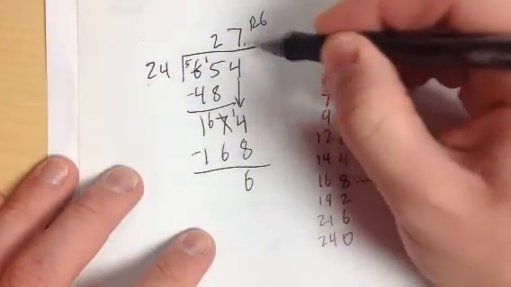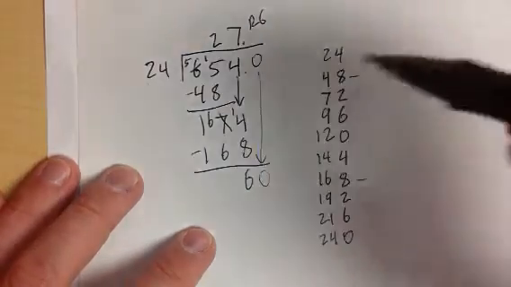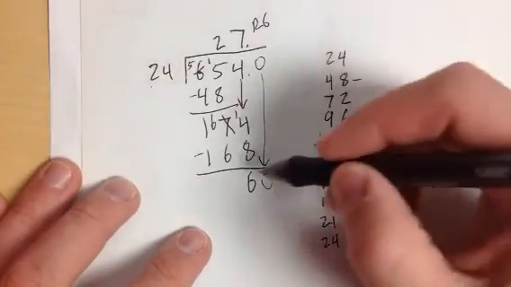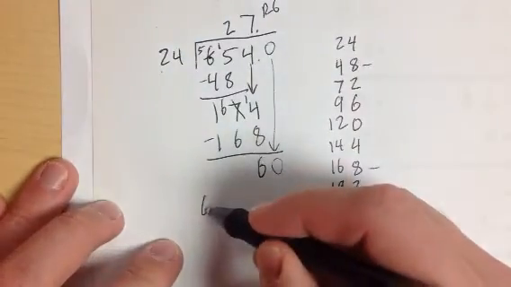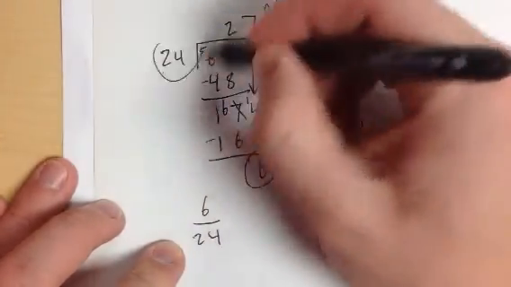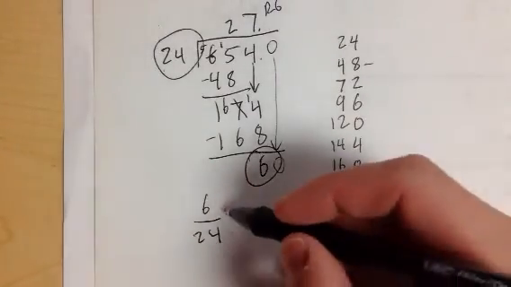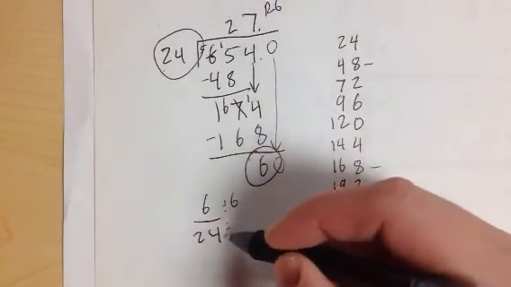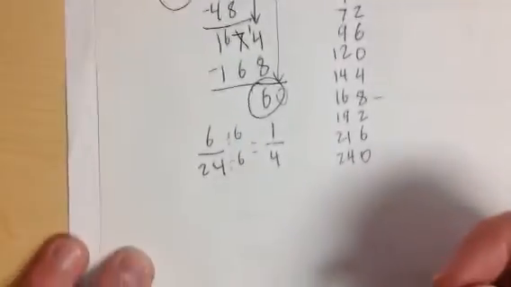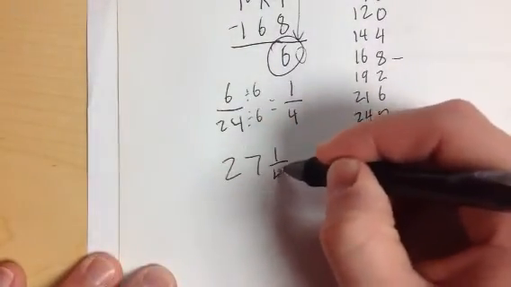If we were doing a decimal answer, we'd just add a 0 and bring it down and keep going until we had no remainder. But they want a fraction answer in simplest form. So our fraction is actually 6 from here over 24, which we got from here. So now we just have to simplify this fraction. 6 and 24 are both divisible by 6. 6 divided by 6 is 1. 24 divided by 6 is 4. So my final answer then would be 27 and 1/4.